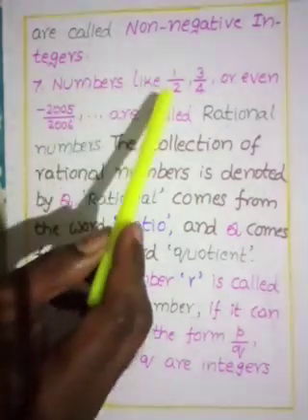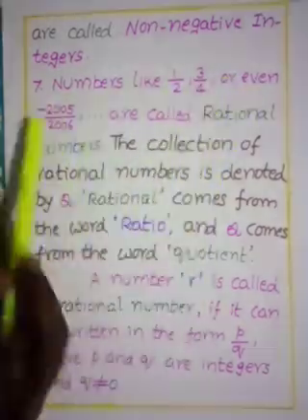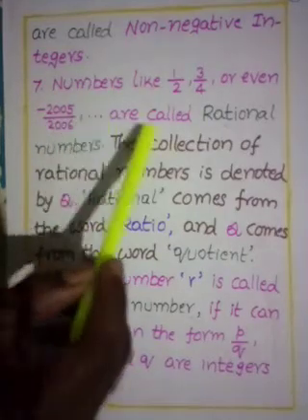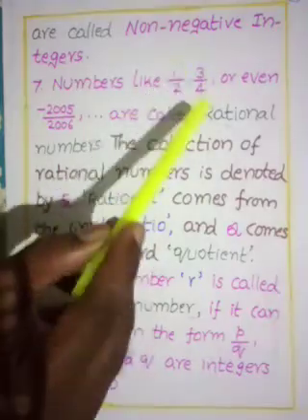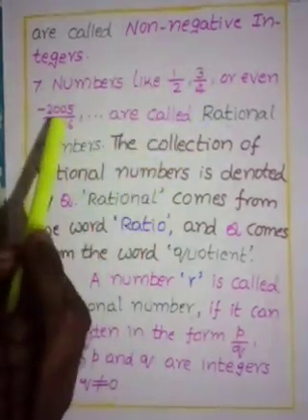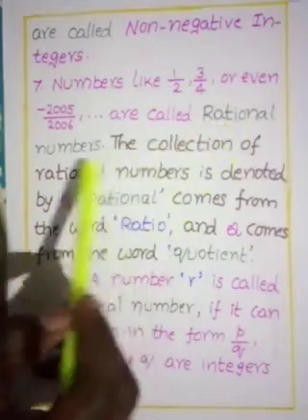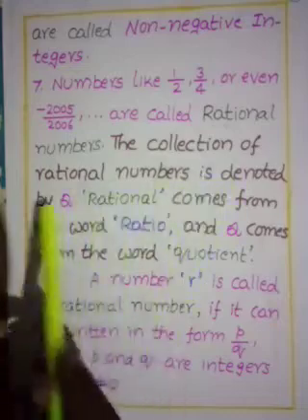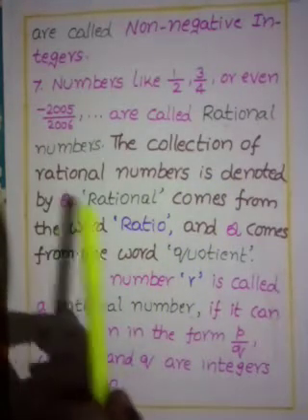Numbers like 1 by 2, 3 by 4, or even minus 2005 by 2006, and so on are called rational numbers. You know, these are all fractions. Okay, my children. Here these numbers are called rational numbers. The collection of rational numbers is denoted by the letter Q, capital letter Q.